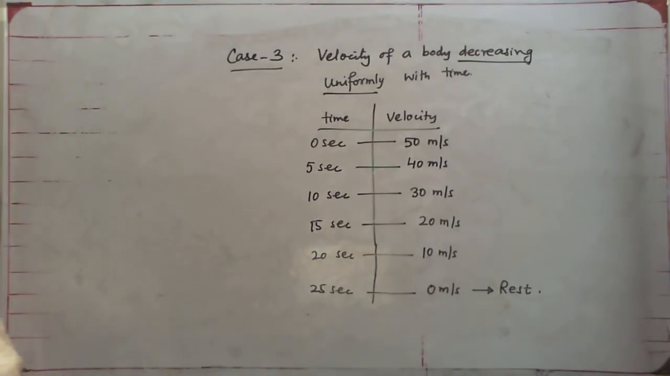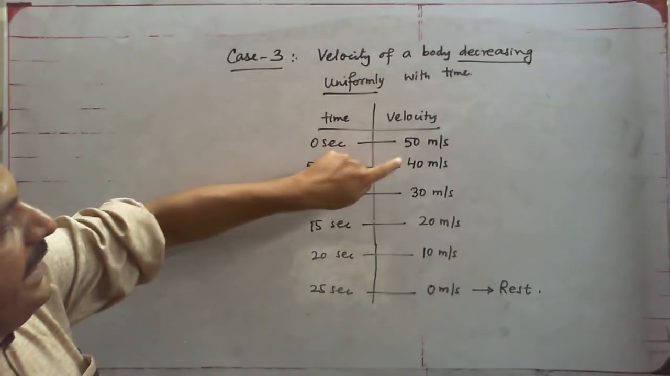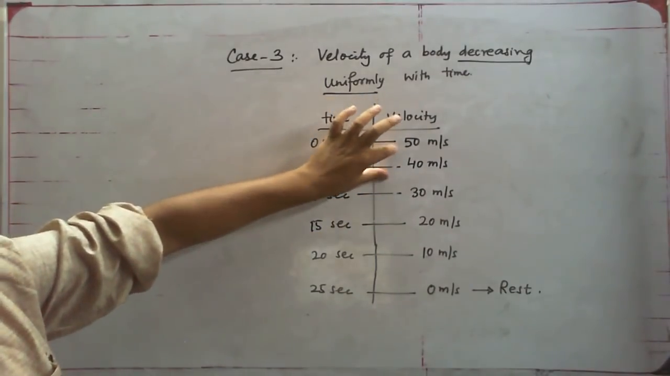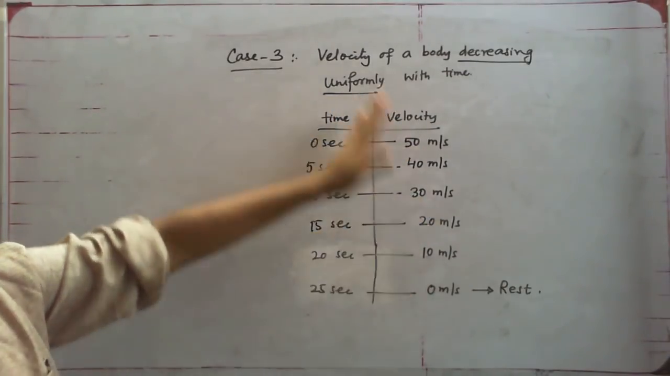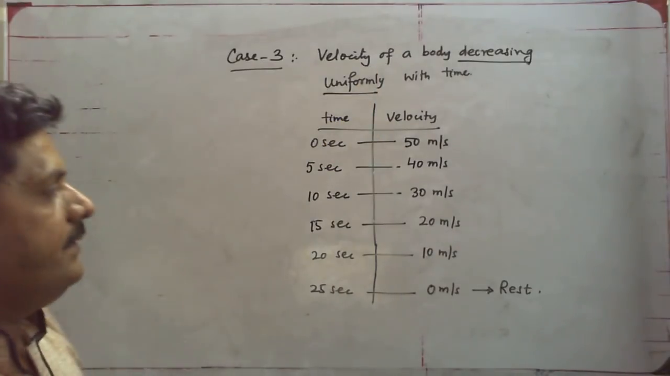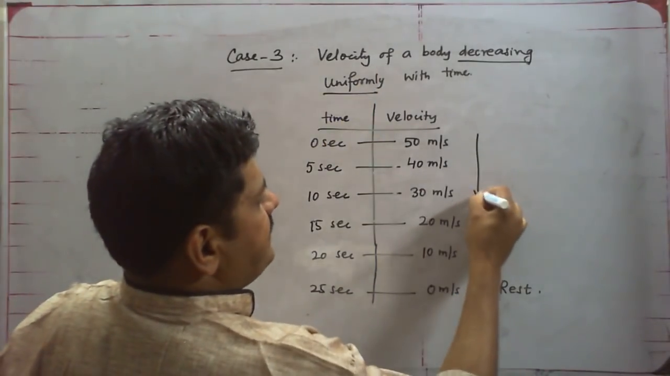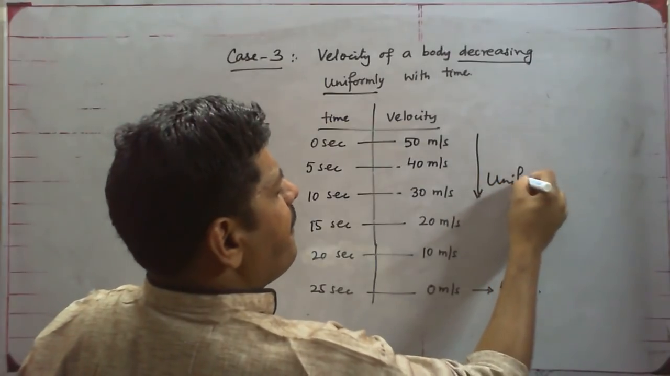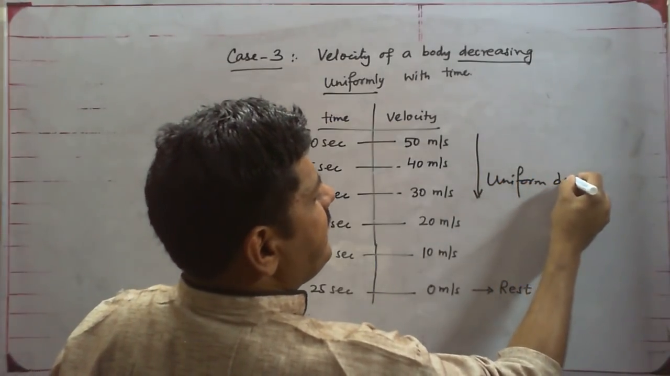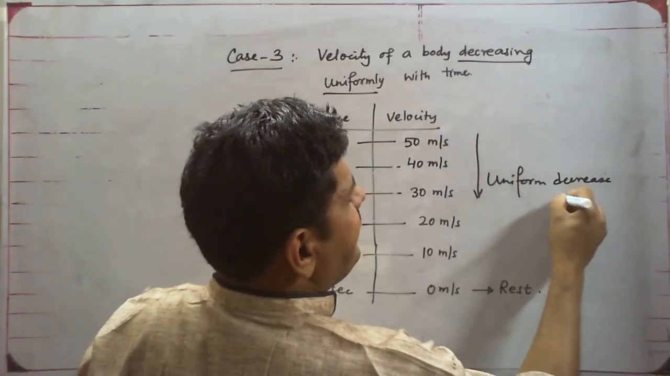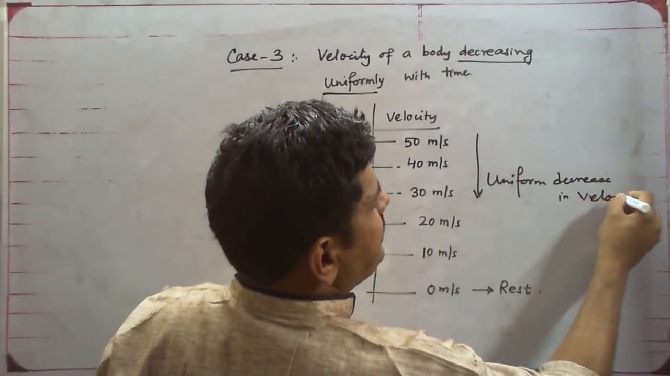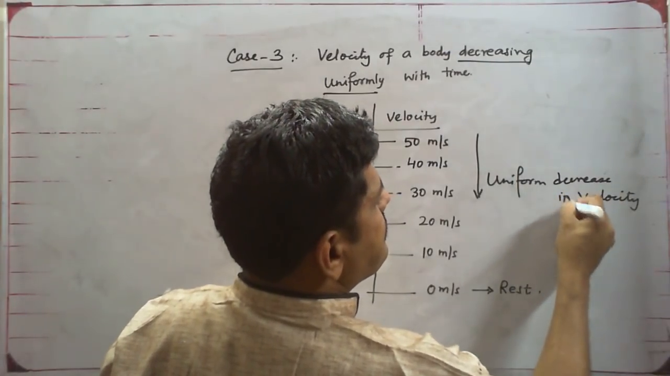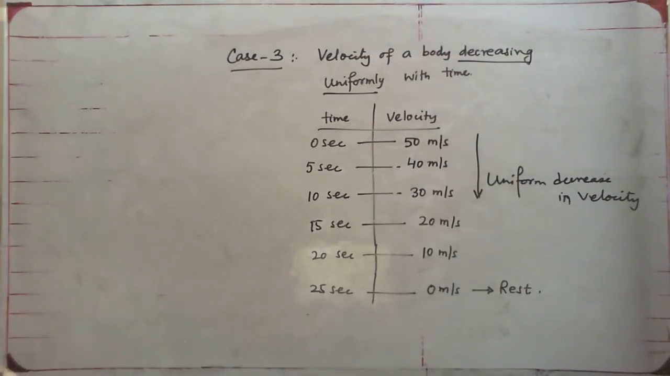It will come to rest. The velocity is decreasing uniformly: 50, 40, 30, 20, 10, 0. So this is a uniform decrease in velocity. So we will plot the graph for this given data.